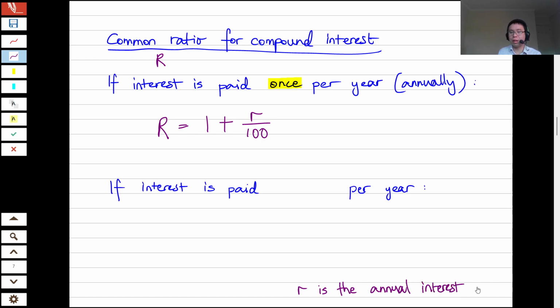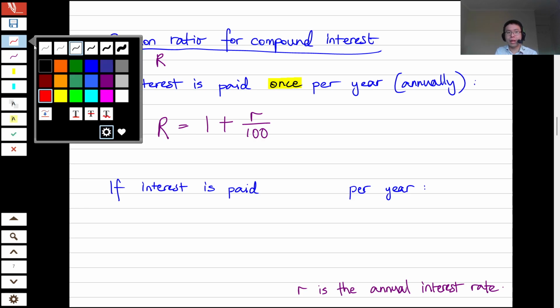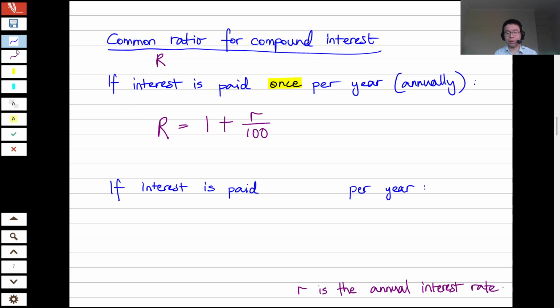So for example, if it's 5% per year, then R equals 5. Now there's another case. Suppose I told you that interest was paid more than once per year. This is actually what happens in practice, because we don't want to wait a whole year to get our payment. It's more common to have interest compounded every month, every week, or even every day.